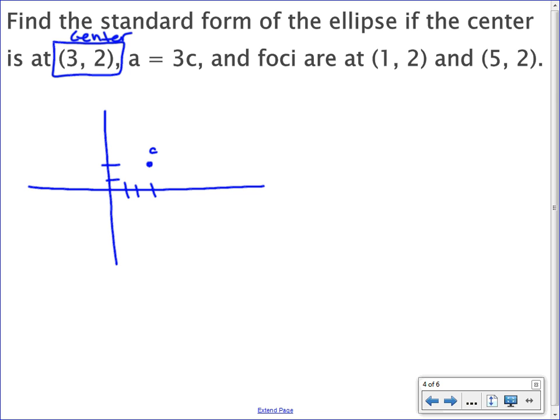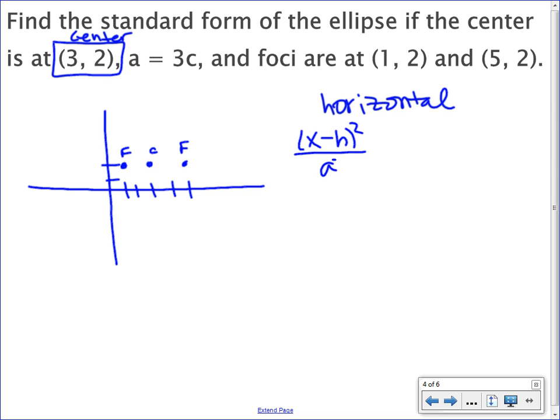Our foci are at (1, 2) and (5, 2). So what kind of ellipse do we have? We have a horizontal ellipse. We'll get through that. Okay? So I'm just going to go ahead and write down our standard form that we're going to need to fill out.